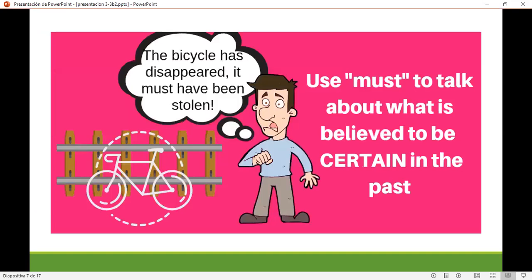Okay. Now, look at this. Let's talk about must. It says that we use must to talk about what is believed to be certain in the past. Now look at the example. The bicycle has disappeared. It must have been stolen.